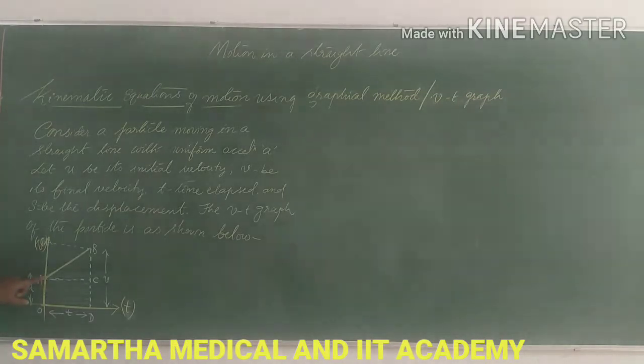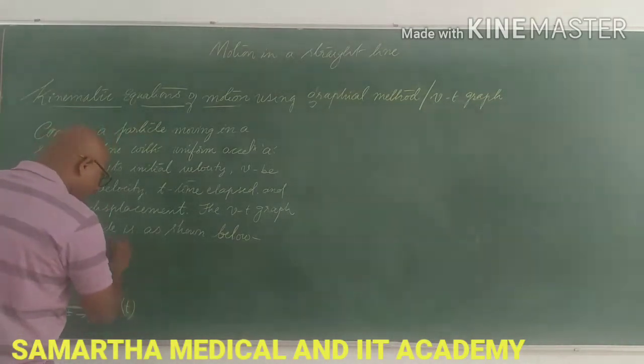It starts its journey from A, the point A means having already an initial velocity u, and changes its velocity according to this pattern. This is the slope. ABC is the triangle, and by knowing the slope of this triangle, you will come to know the acceleration. And the area under this graph, OABD, the area of the graph OABD will give you the displacement.